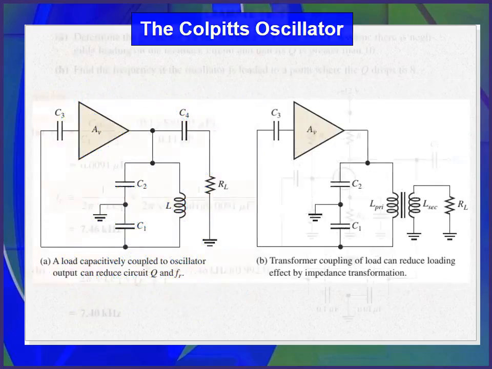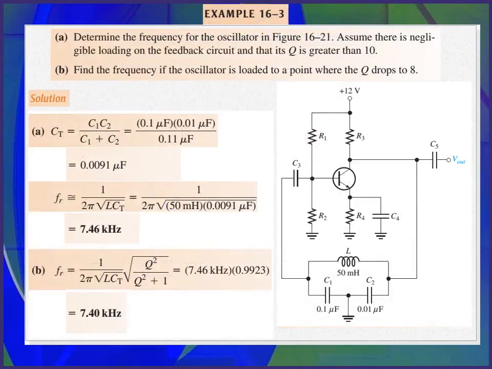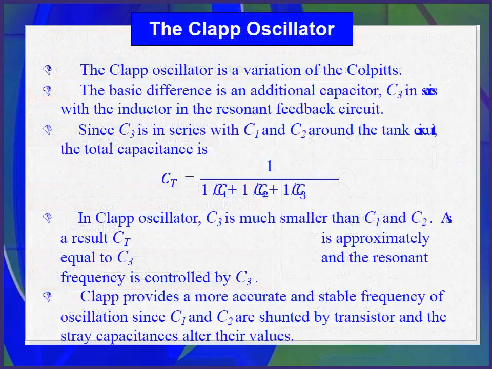Next, this is the example for the Colpitts oscillator. You can solve it on your own. Given here. Next, the Clapp oscillator. So the Clapp oscillator is a variation of the Colpitts oscillator.